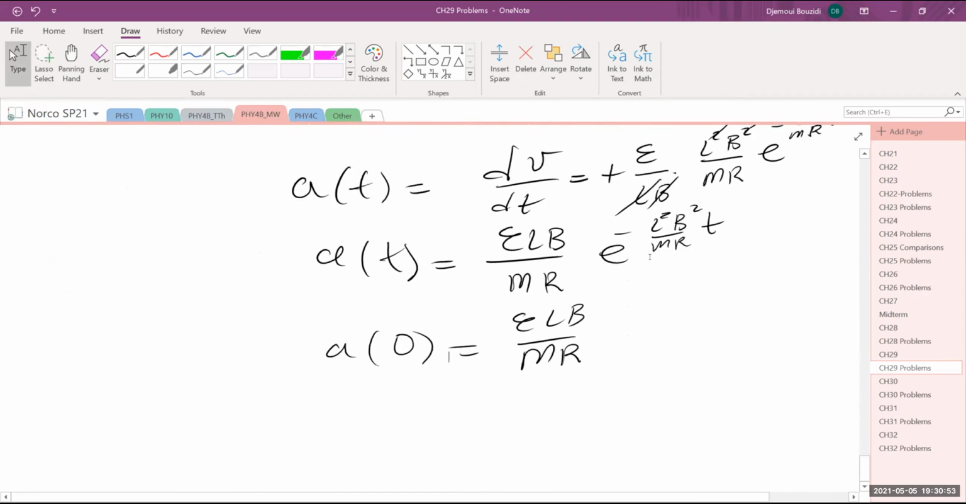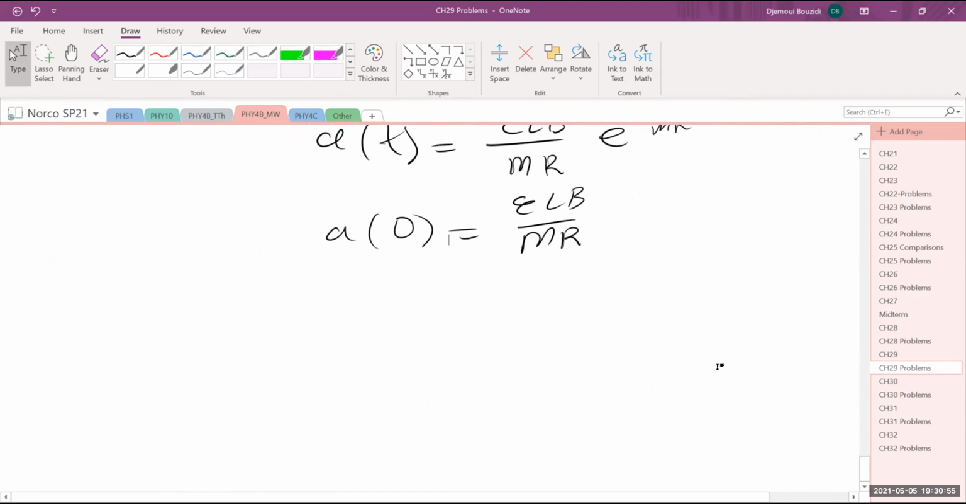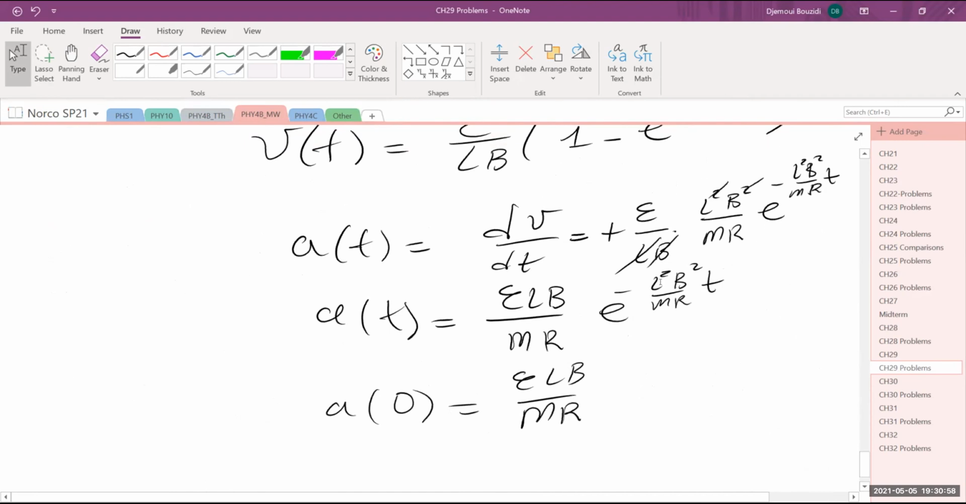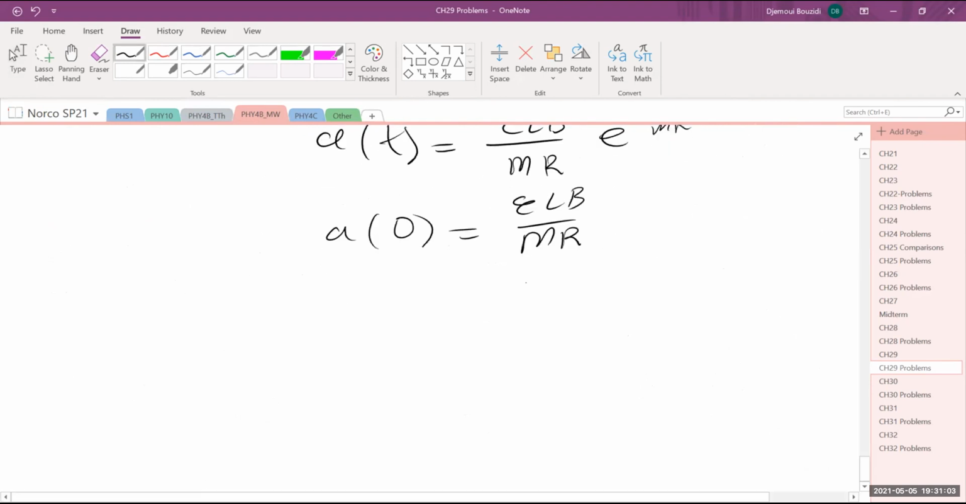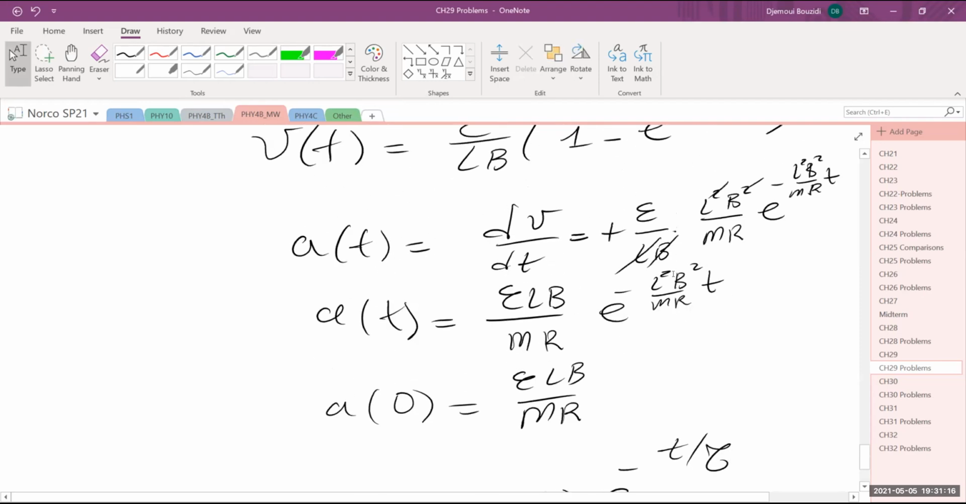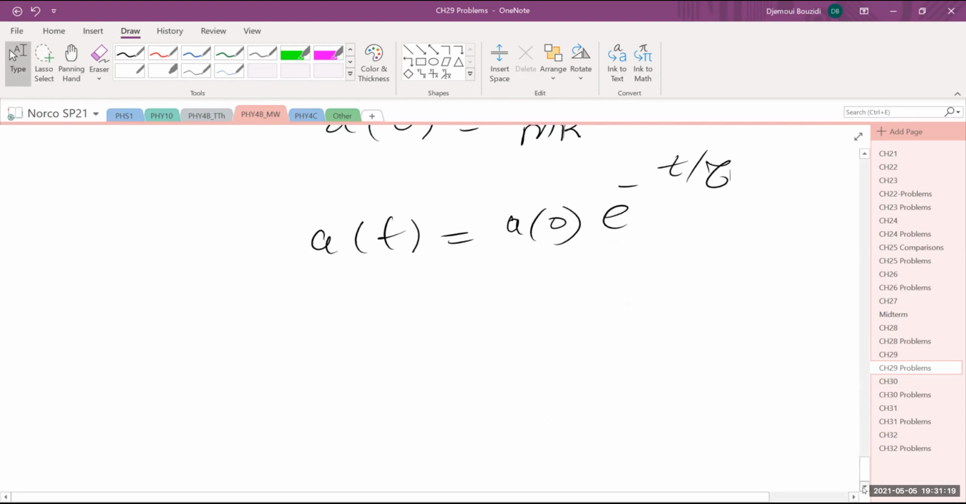But they didn't want us to find it at that point. They want us to find it at 2 seconds later. So it's a good idea to find what this characteristic time in the exponential is. This expression for the acceleration looks like the acceleration at t equal to 0, which we just found, times the exponential of minus t over tau, where tau is the inverse of this number. It's MR divided by L squared B squared. So I need to find tau, which is a characteristic time: the mass times the resistance divided by L times the magnetic field, squared.